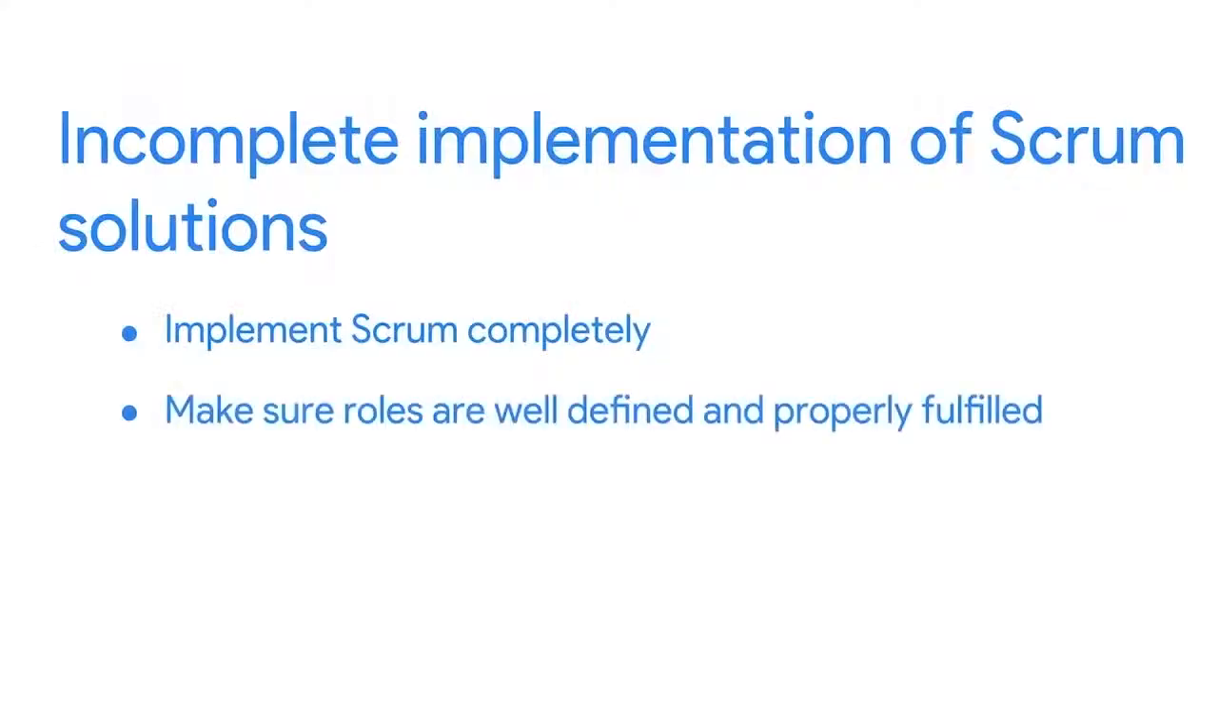You can also make sure roles are well-defined and properly fulfilled. For example, ensure that all team members understand their own roles as well as the roles of their teammates and how those roles interact. For example, the product owner makes sure we build the right thing, the development team ensures we build it right, and Scrum Master ensures we build it fast.